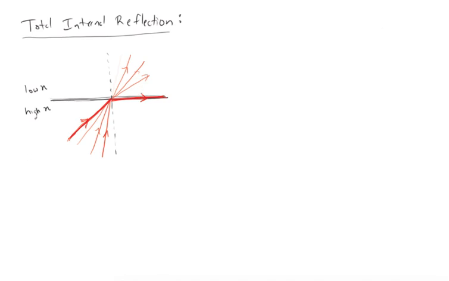And it turns out that the angle where that occurs, this angle here, from there to there, is called the critical angle, theta critical.